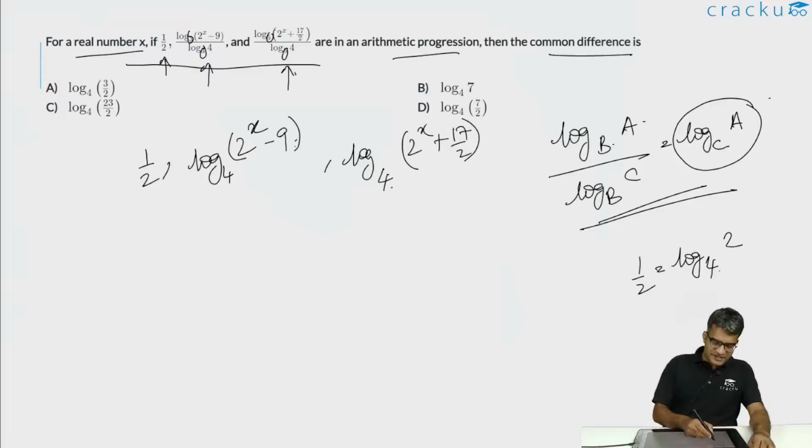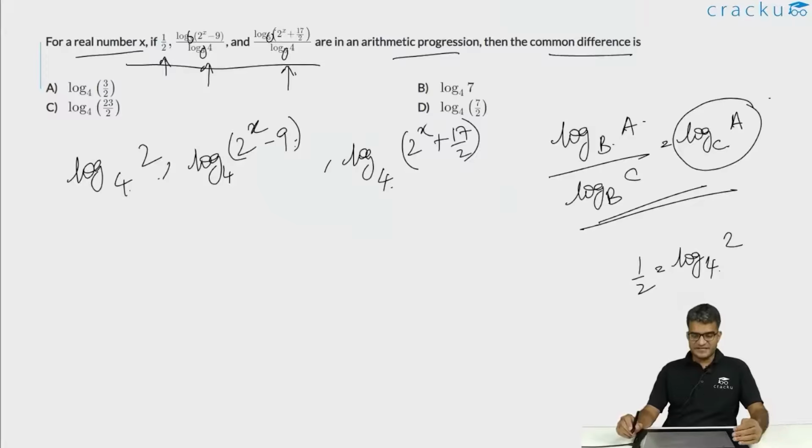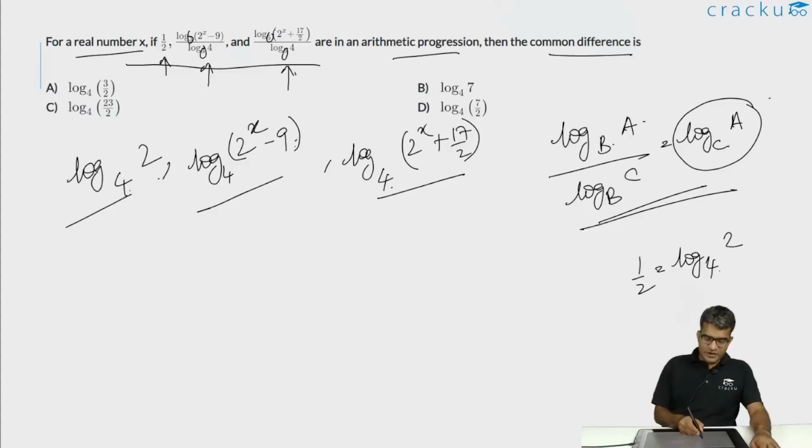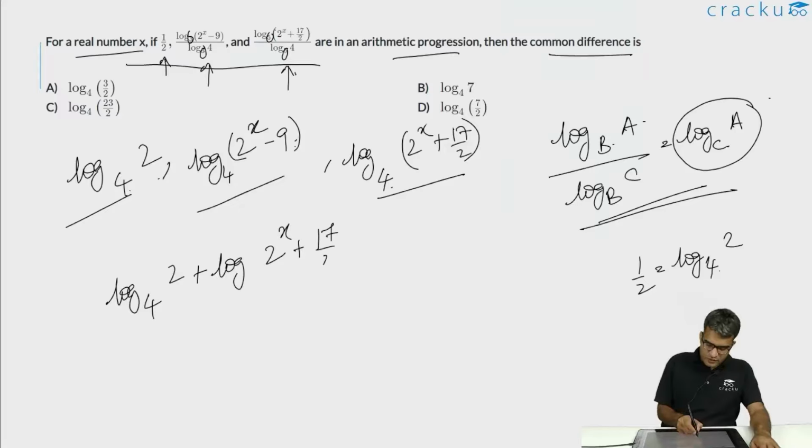So, the three terms which are in an arithmetic progression are log of 2 to the base 4, log of (2^x − 9) to the base 4, and log of (2^x + 17/2) to the base 4. If these three are in an arithmetic progression, the sum of the first term and the last term will be 2 times the middle term. This would imply that log of 2 to the base 4 plus log of (2^x + 17/2) to the base 4 is equal to 2 times log of (2^x − 9) to the base 4.